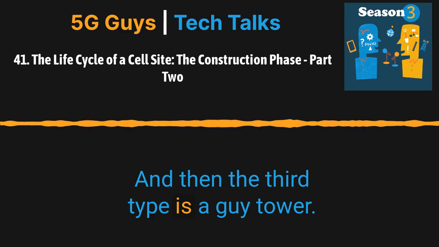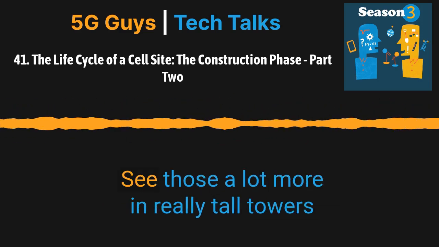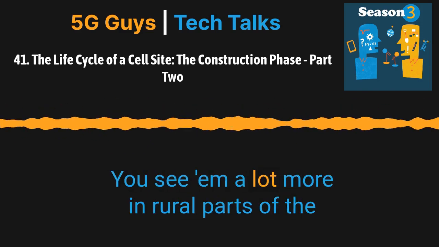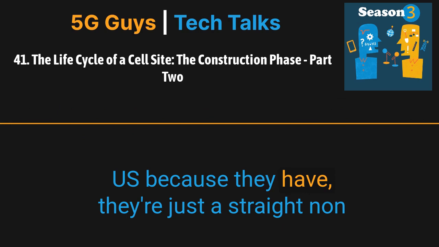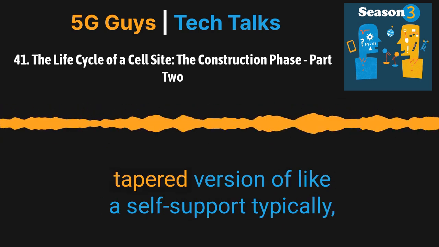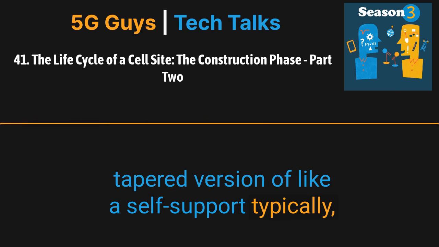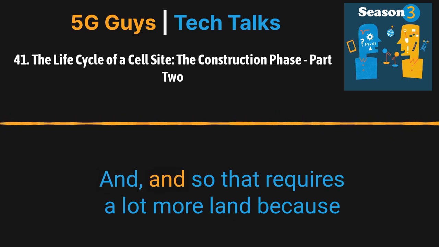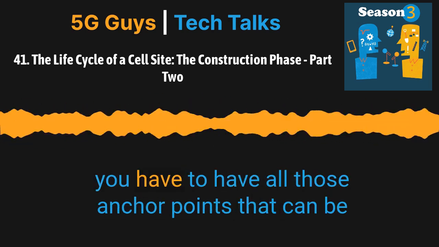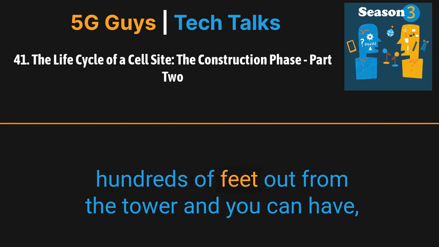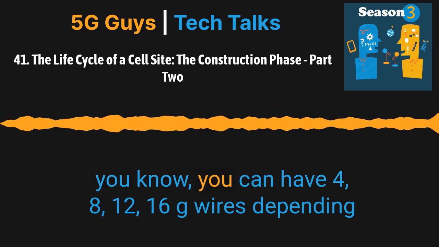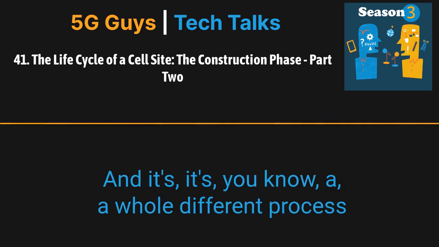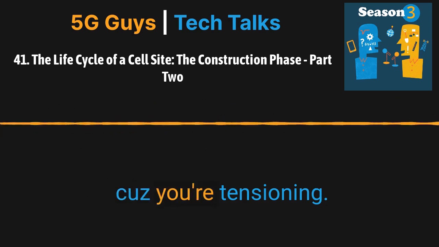And then the third type is a guy tower. You see those a lot more in really tall towers that can get upwards of 1,000 feet. You see them a lot more in rural parts of the US because they're a straight, non-tapered version of a self-support, typically, but with guy wires anchoring them at different points. That requires a lot more land because the anchor points can be hundreds of feet out from the tower. You can have 4, 8, 12, 16 guy wires depending on how tall the tower is, and it's a whole different process because you're tensioning.